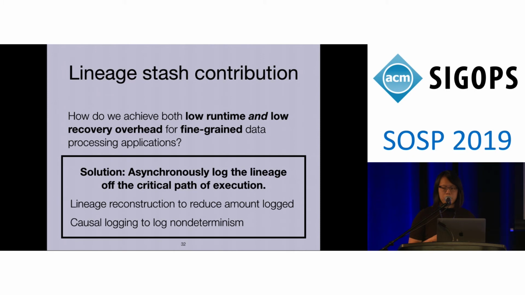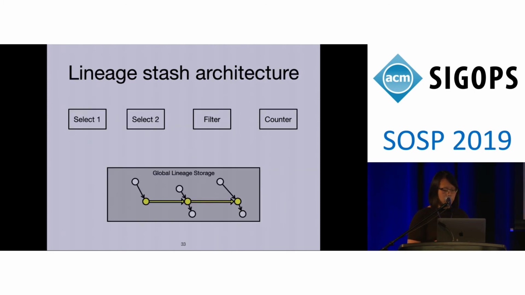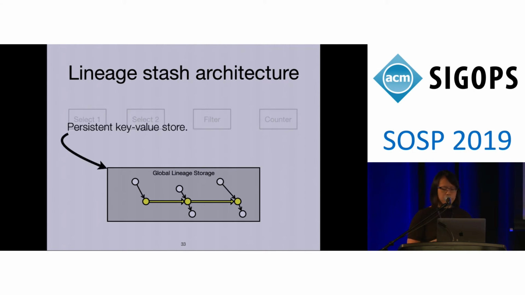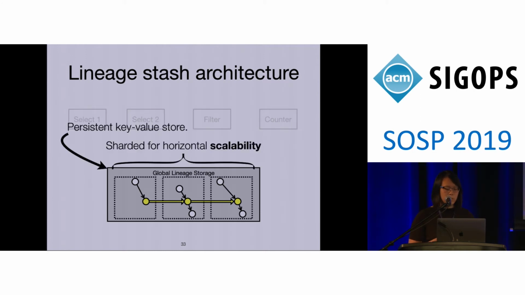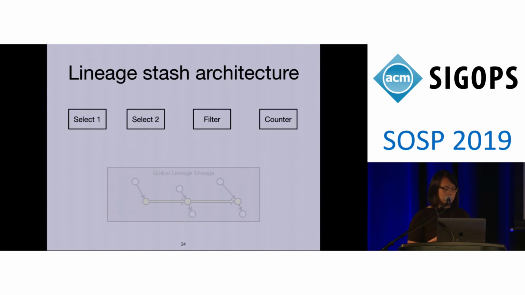So first, let's walk through the lineage stash architecture. So this is a decentralized architecture that looks very similar actually to the synchronous logging approach. So we'll have the global lineage store, which is really just a persistent key value store. And we can shard this for horizontal scalability, and then replicate it also for durability. Each of the processes will also have some local volatile state.